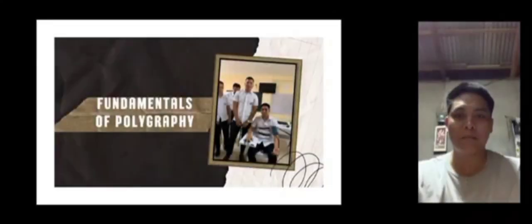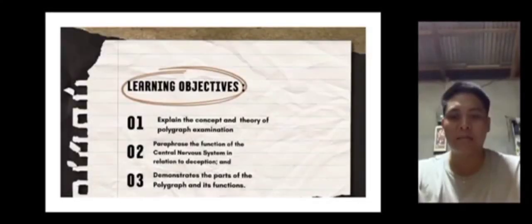In this afternoon, we will tackle the fundamentals of polygraphy. At the end of this chapter, the student will be able to explain the concept and theory of polygraph examination, paraphrase the function of the central nervous system in relation to deception detection, and demonstrate the parts of the polygraph and its function.